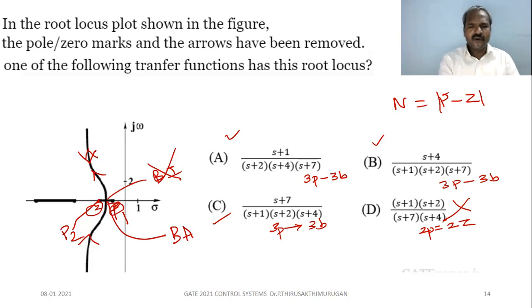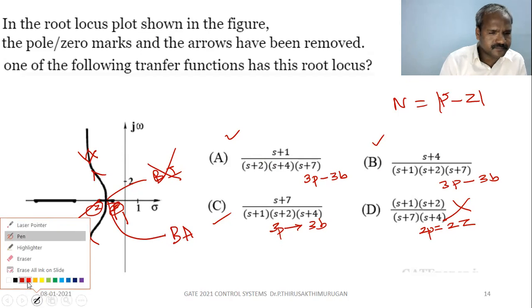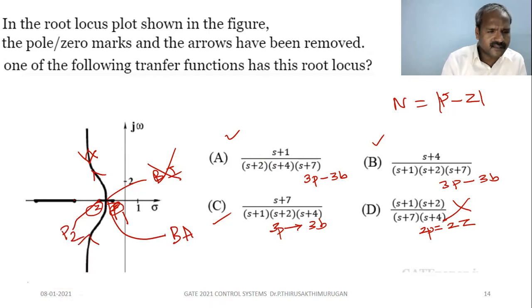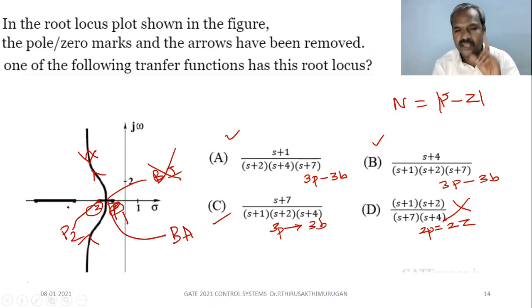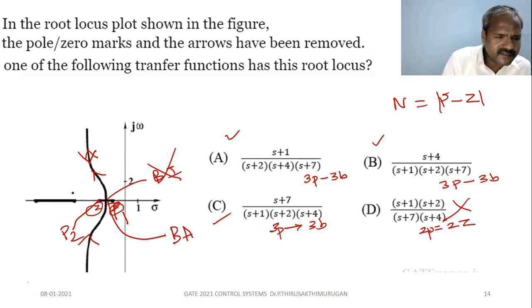So we consider from P1, this is P2. In this case, the third one is either a zero, or this point is P3, or this point is a zero and this may be P3.